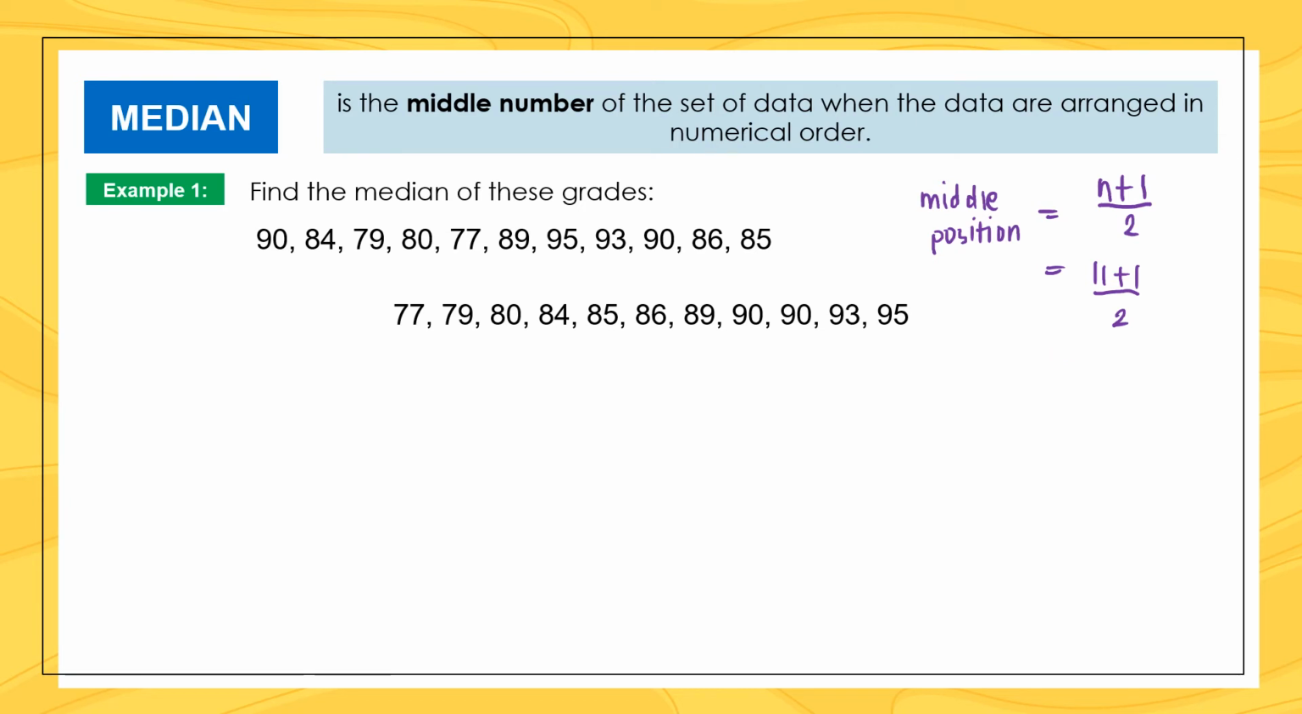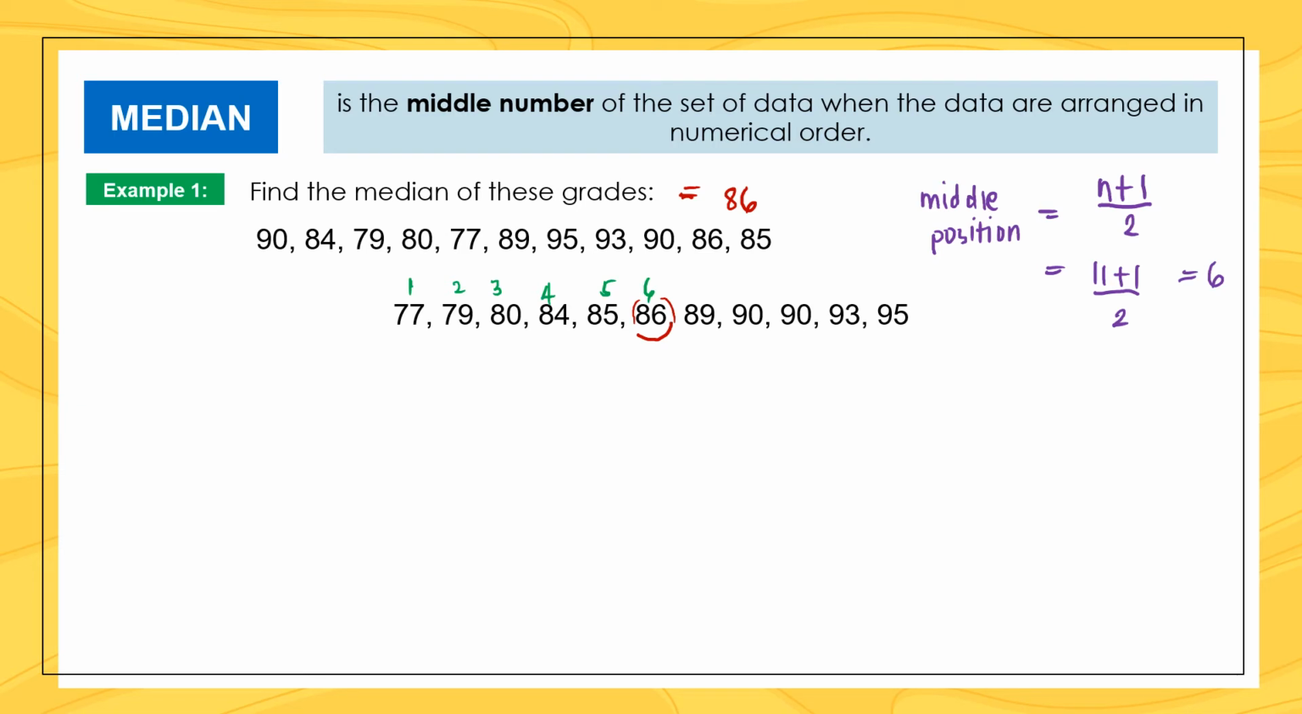Let me write it here. Okay, so meaning the median number here is the number in the 6th position. The number in the 6th position is, let's put numbers on top of it: first, second, third, fourth, fifth, and sixth. Okay, as you can see here, we have this number, 86. So 86 is the middle, or the median, of these grades. Let's write it here, 86.